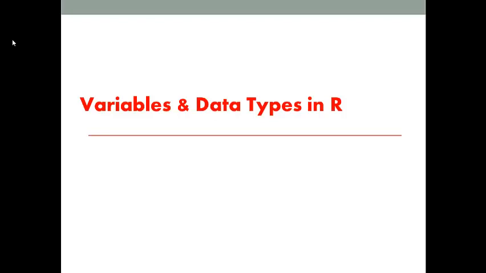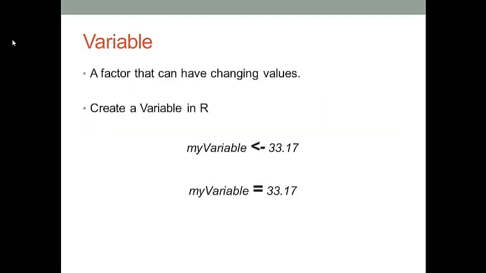Hello everyone. Let's talk about variables and data types in R in this lecture. First, what is a variable? A variable is a factor that can have changing values. For instance, in the mathematics class, you create a variable called x and give different values to this variable x. This slide shows everyone how to create variables in R.